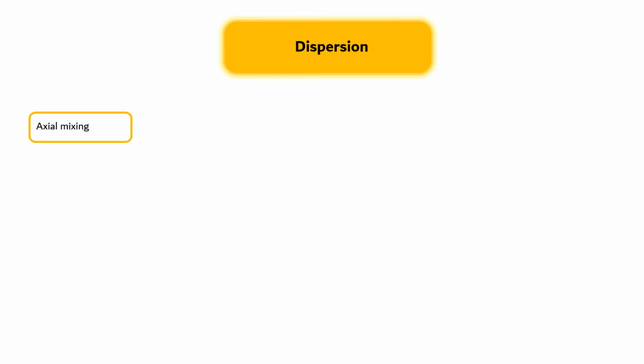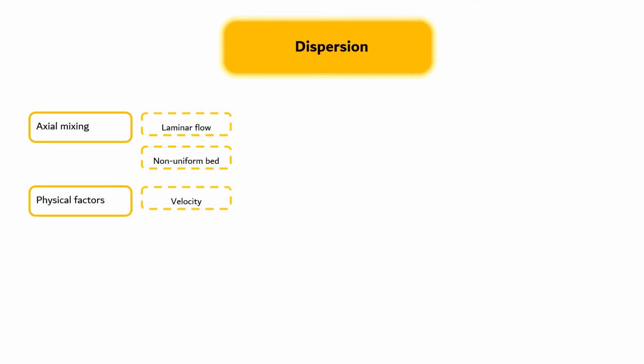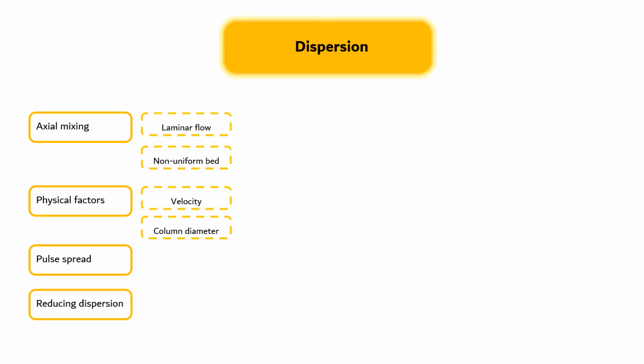Dispersion is called axial mixing, caused by the packing, because the flow may be laminar and because the bed may not be uniformly packed. Dispersion is a function of physical factors like velocity and column diameter, but not of chemical differences between solutes. Dispersion will spread both a pulse which reacts with the packing and a pulse which does not. Dispersion alone will not change the time at which the pulse exits. Reducing dispersion may more clearly separate concentration profiles and hence give a better separation.